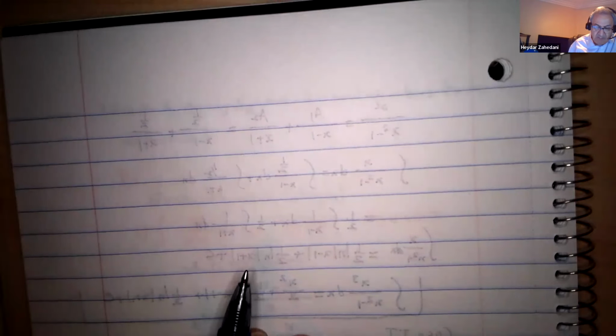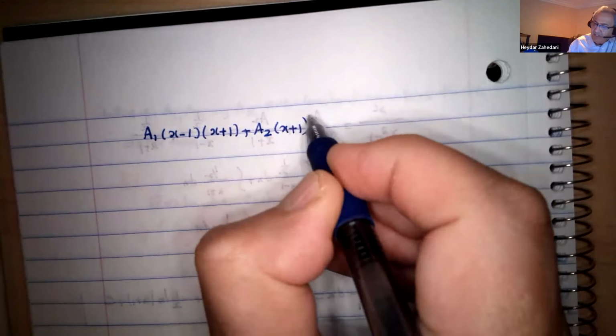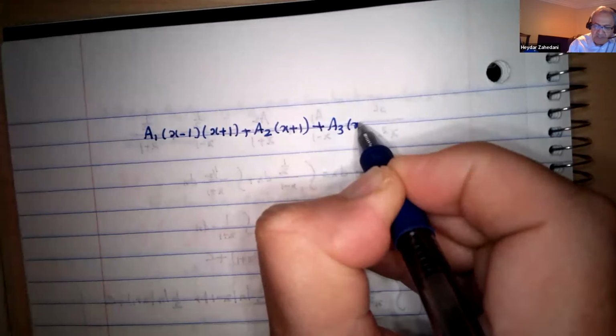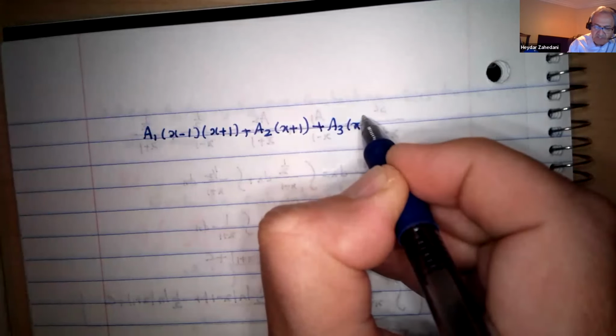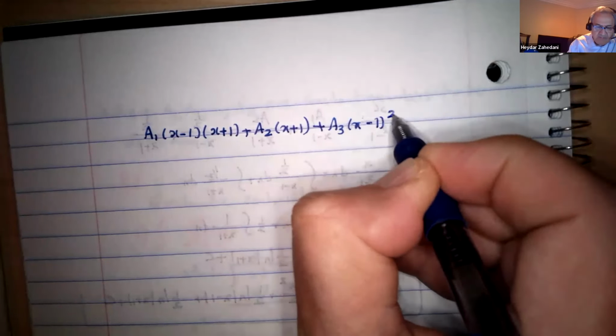When you let them be equal to each other, you're going to have a1 times x minus 1 times x plus 1. And that's a2 times x minus 1, x plus 1. And you have a3 times x minus 1 all squared. But this is going to be equal to x.